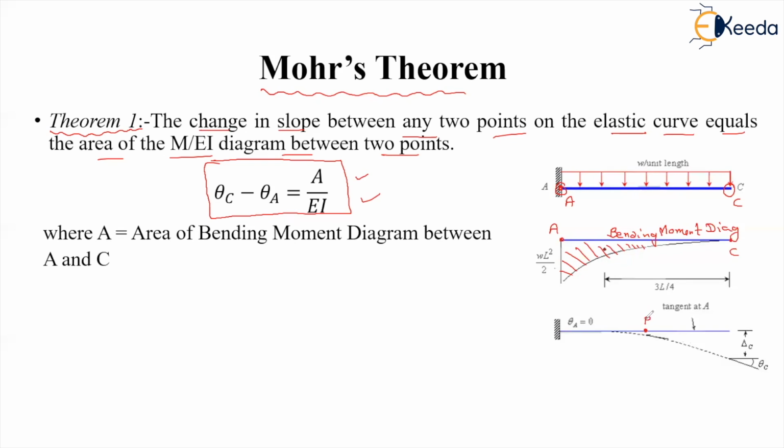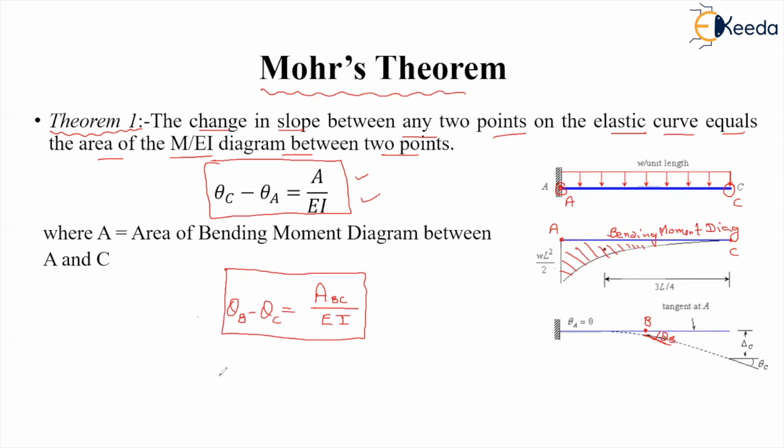Suppose you want to find the difference of slope between the two points, theta B and theta C. Suppose this is the slope theta B here. Then theta B minus theta C will be equal to the area of the bending moment diagram between these two points. So what is the area? That is the area between B and C. I am writing A_BC, the area between B and C, divided by EI. This is the difference in slope when you utilize the moment area method.